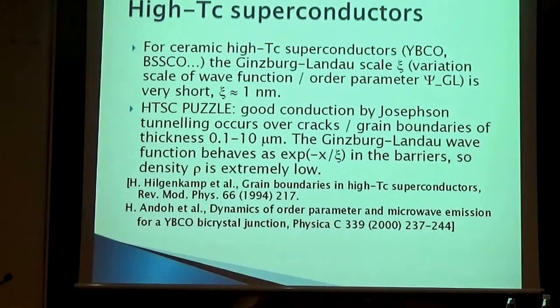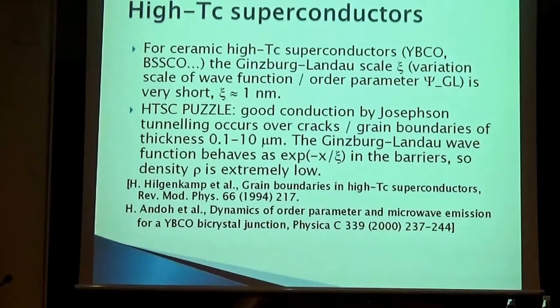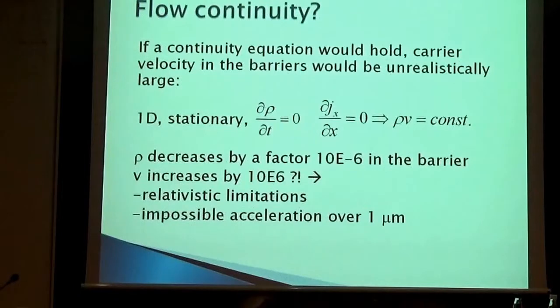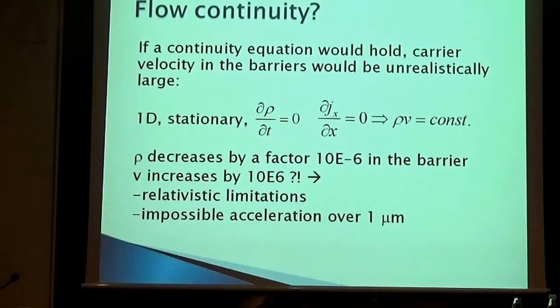the Ginzburg-Landau scale in high-Tc superconductors is very, very short. So it is not yet explained how there can be Josephson tunneling in high-Tc superconductors when the junctions are very large. So possibly the flow continuity is not true, because in a large junction the density can decrease by as much as 6 orders of magnitude. Now, what should we suppose? That the velocity of the flow should increase by six orders of magnitude to keep the flow continuity.